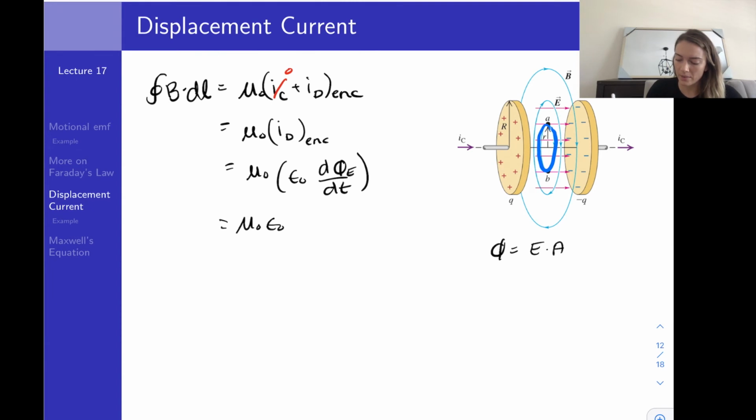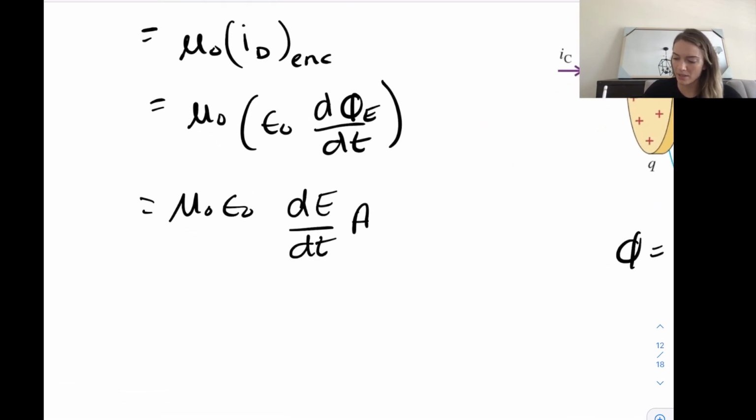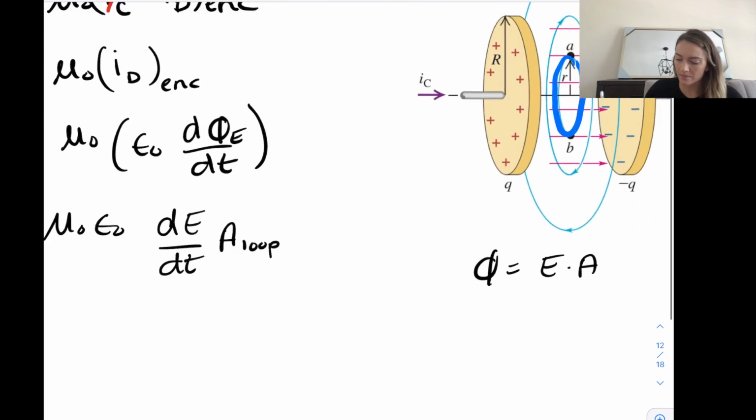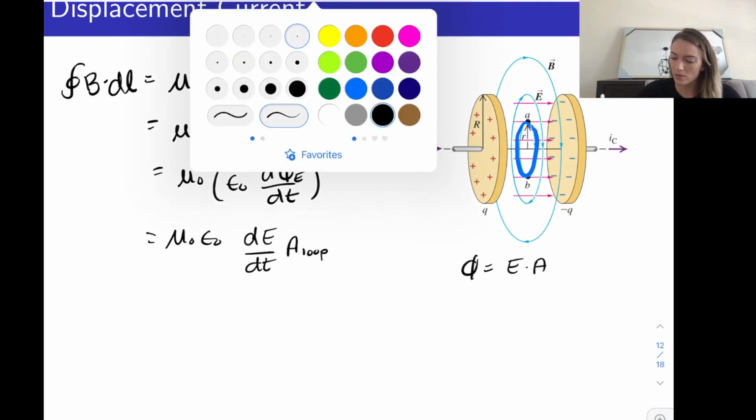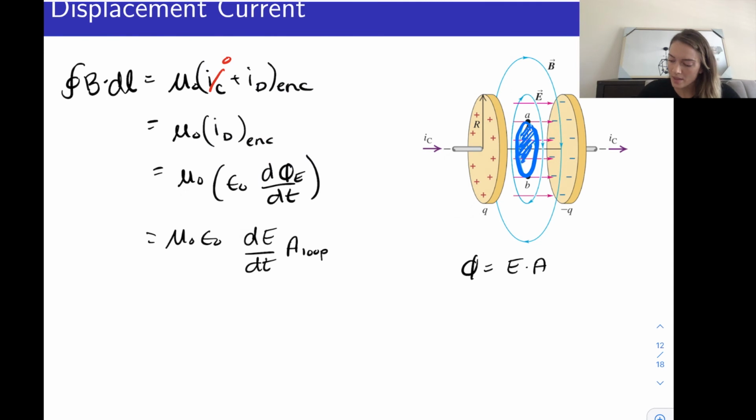So let's just write our constants out here. Then we're going to have dE/dt times the area of our Amperian loop. So I'm going to be careful because this is the area enclosed by my loop. So we're looking at the flux that is through the area enclosed by our Amperian loop. So it's just this area here, not the area of the whole plates. So you have to be careful with that. So I'm going to write area loop. So this is our flux.